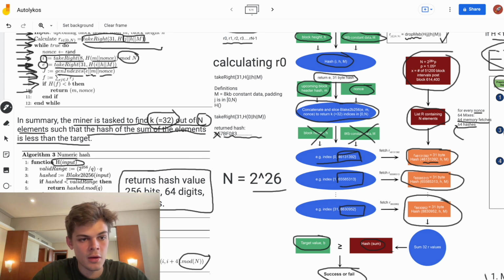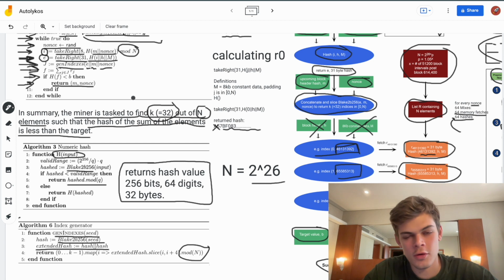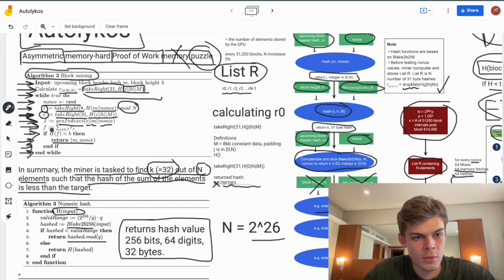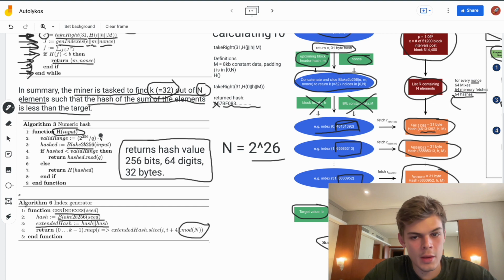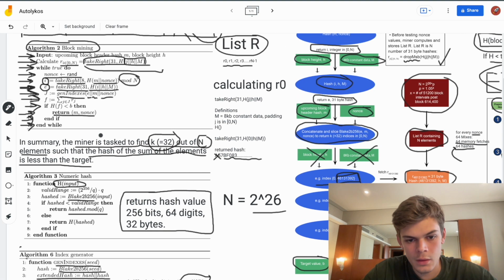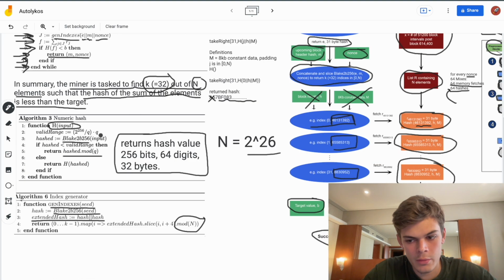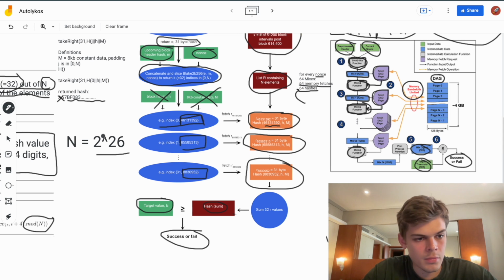And if you succeed, then you return M and nonce. These values are just returned to the network. If the other nodes see the block as being valid, then obviously the miner can be rewarded in Ergo. And there we have it. We basically covered all of the steps in block mining. And I think everything is pretty much, yeah, awesome.